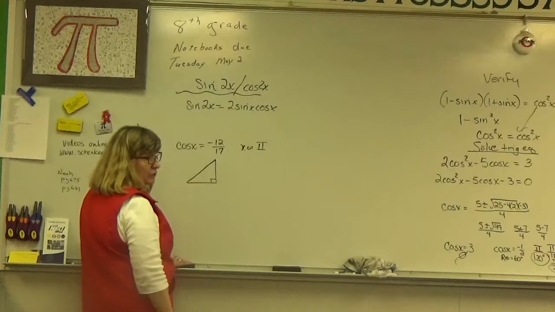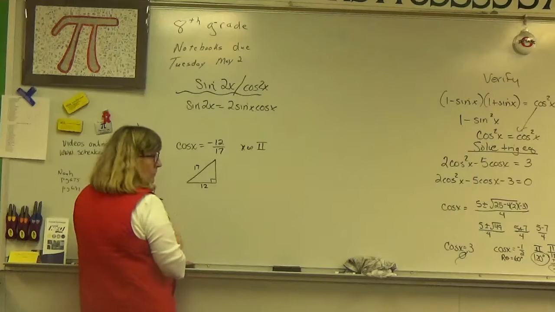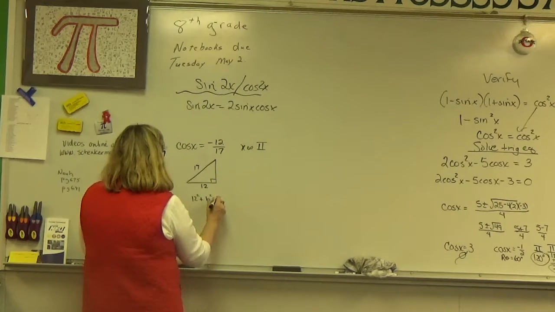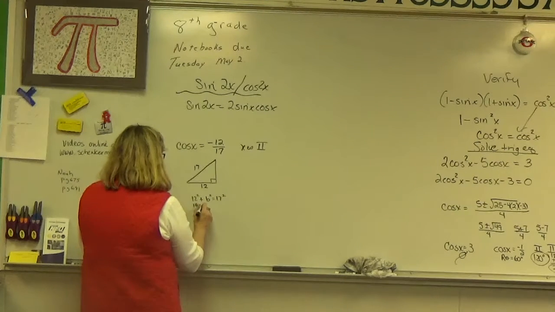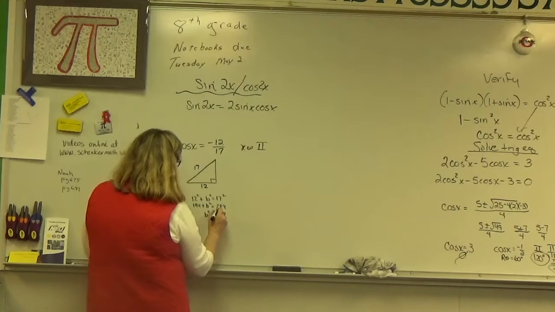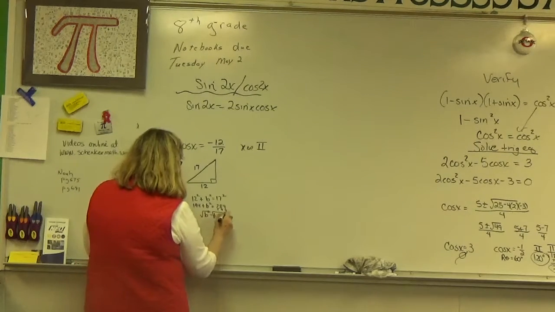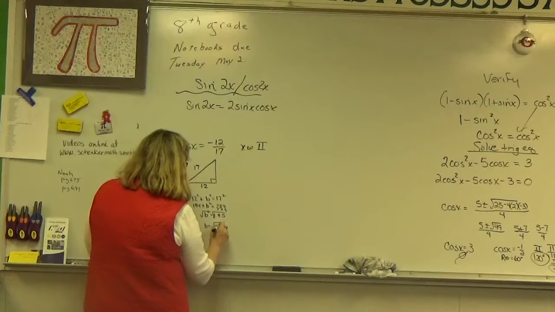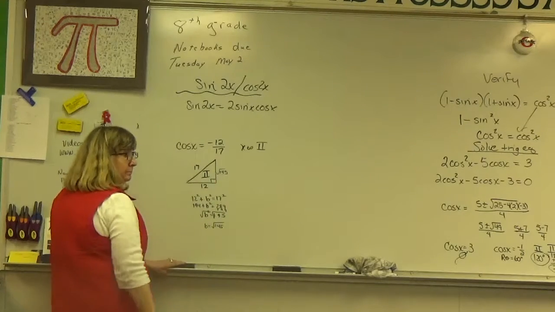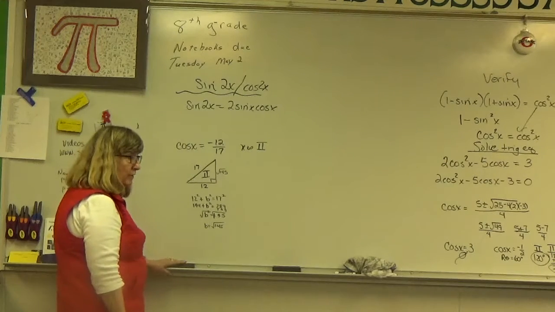So what's cosine by definition? Adjacent over hypotenuse. So then we have to use Pythagorean's theorem to complete the triangle. So 12 squared plus b squared equals 17 squared. So b squared equals 145. And now we square root it. So b equals the square root of 145. We're in the second quadrant, so remember that.